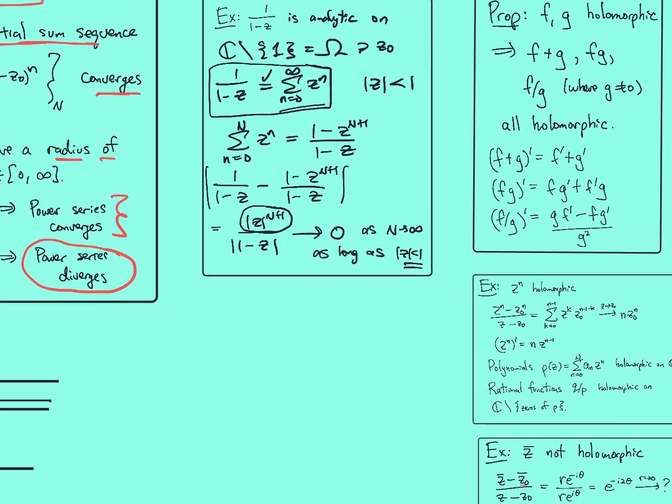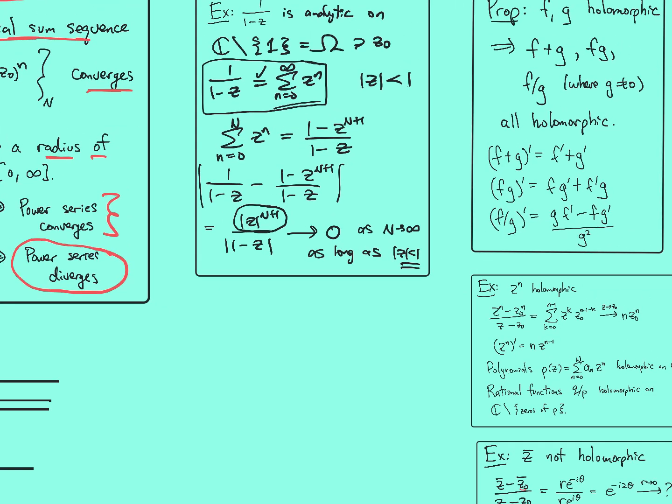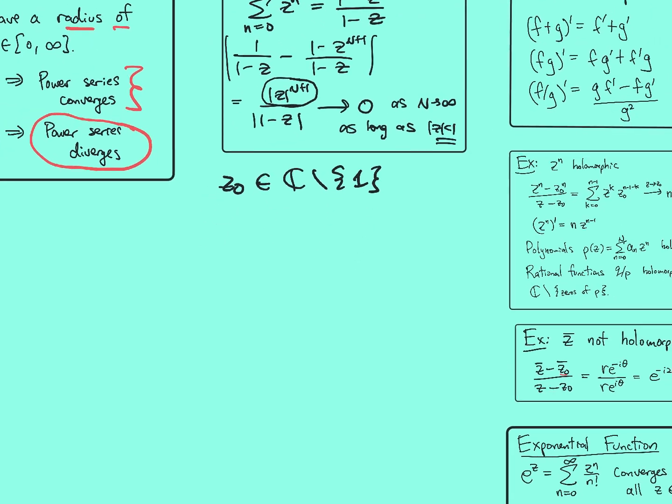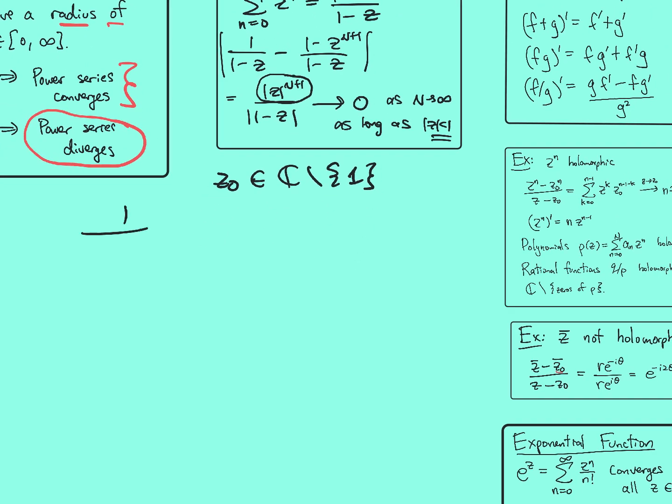Okay, so now what about other points? So now we need to take a z0 in the set C minus {1}, and we need to find a representation of 1 over 1 minus z as a power series centered at z0. So we have to play around with the expression to arrange that. The only way I can think to do that is to throw in a z0 in here and then get rid of it. So this is adding in a z0, so I'll subtract out a z0. So this is still equal.